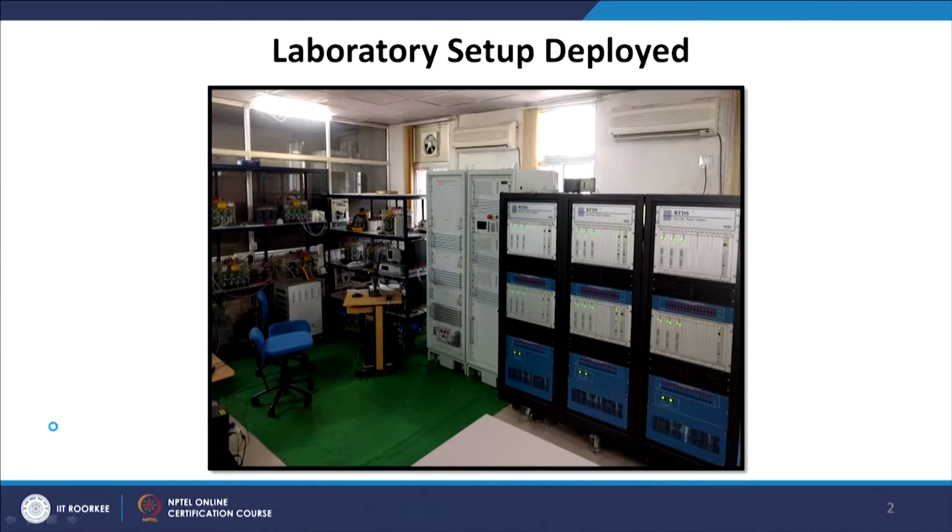Now, this is how the lab actually looks. You can see that this is mainly the RTDS of 6 rack, this is the power amplifier, and then we have the smart grid hardware test bench. All three, that is RTDS, power amplifier and the test bed on smart grid, are connected and simulated simultaneously.